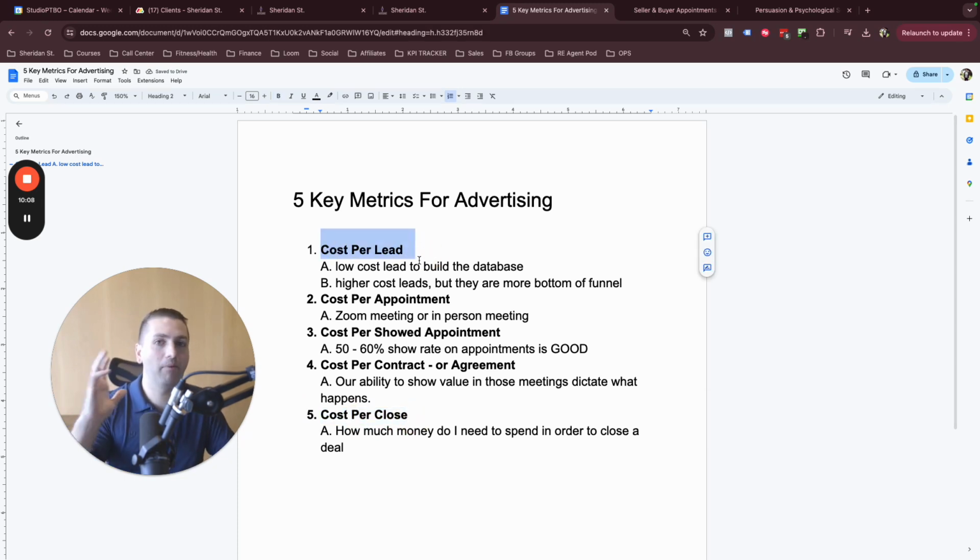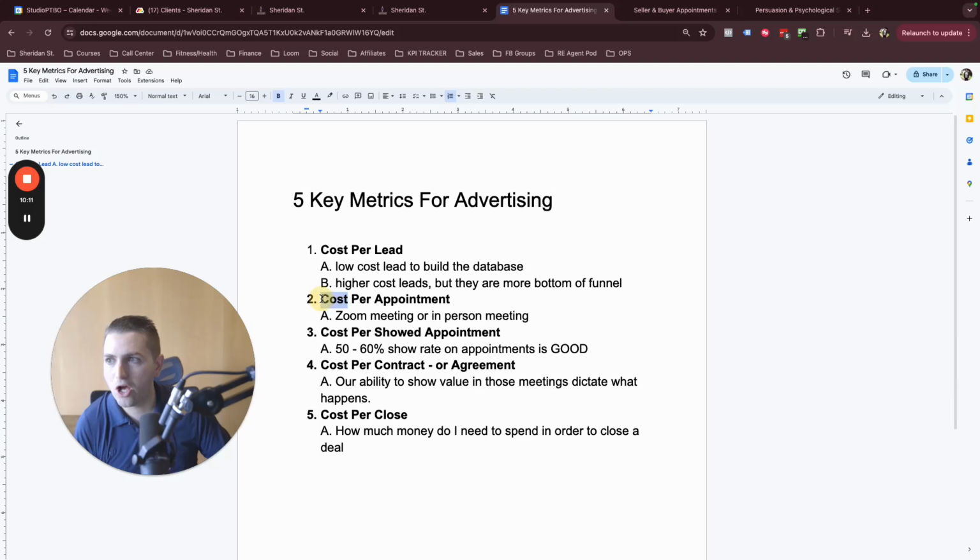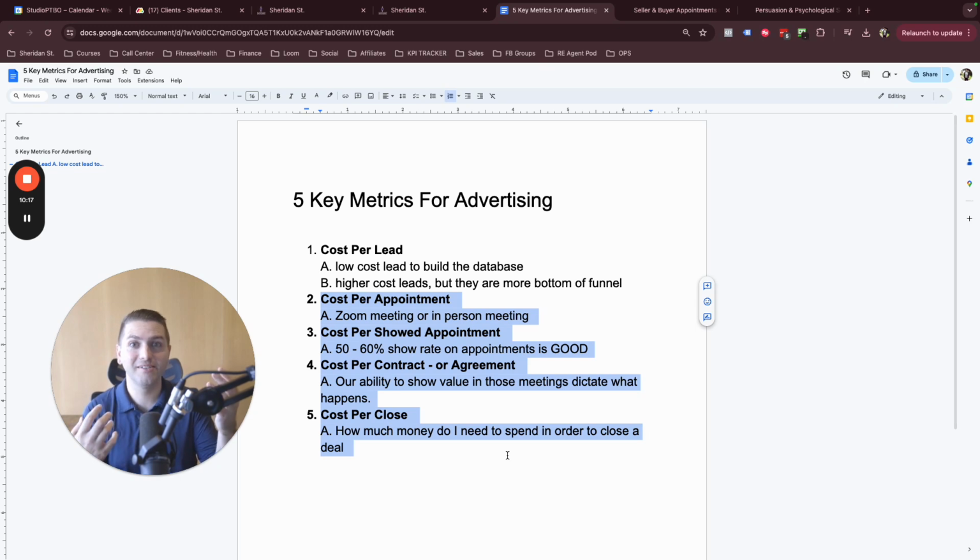The problem becomes all of this right here. Really, at the end of the day, all of this is systems and skill. This is how you create profitable ads in the real estate space.